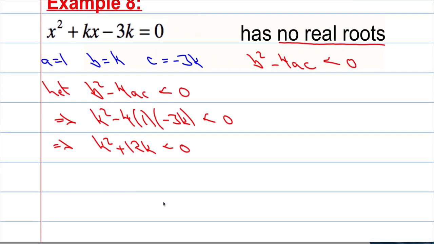Okay, so k squared plus 12k must be less than 0, which implies, and I'm going to factorize here, k into k plus 12 must be less than 0. Okay, let's consider this equal to 0.